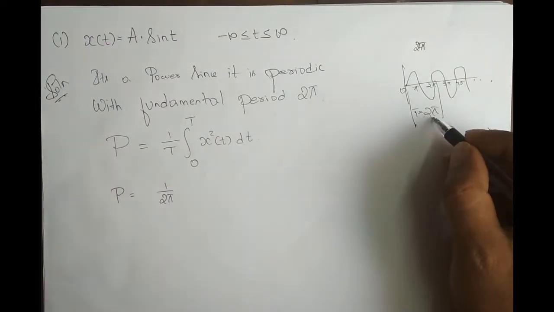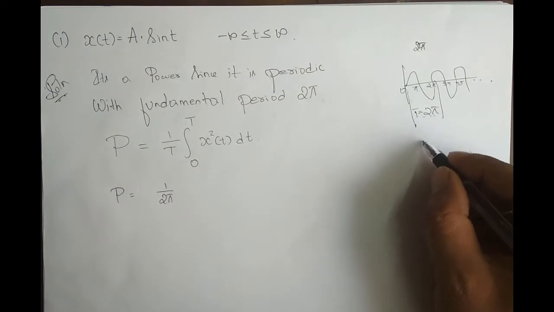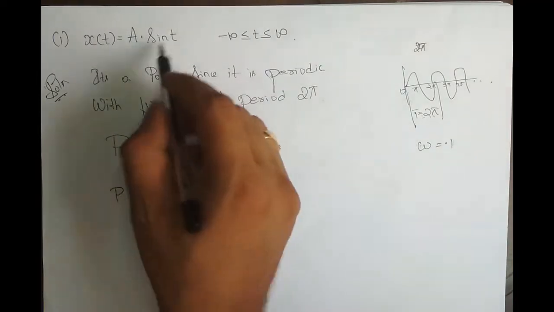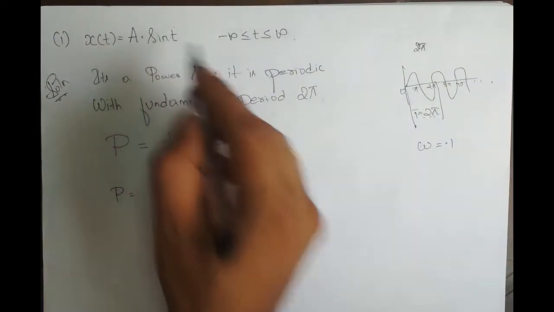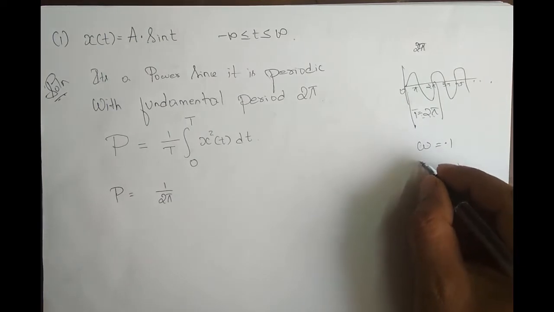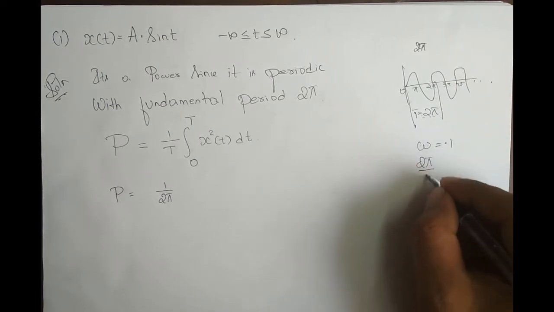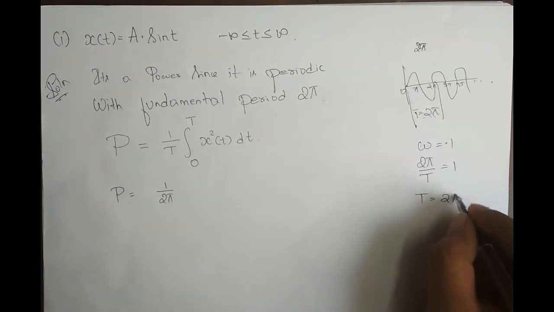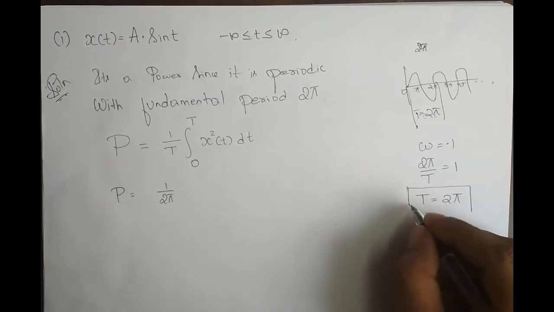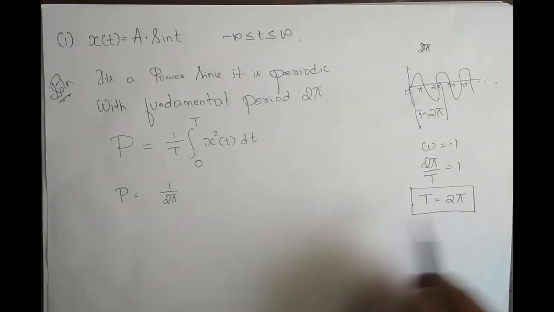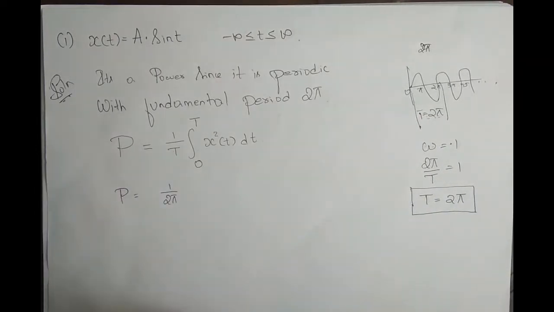How did I say it is 2 pi? So how do we check for periodicity? Omega has to be equated with 1, right? In this case, sine of 1 into t, so I'll replace omega by 1. What is omega in terms of fundamental period? 2 pi by capital T is equal to 1. If I solve for T, capital T is equal to 2 pi. So this is how we usually check for periodicity, right? So that's why I'm taking capital T equal to 2 pi.